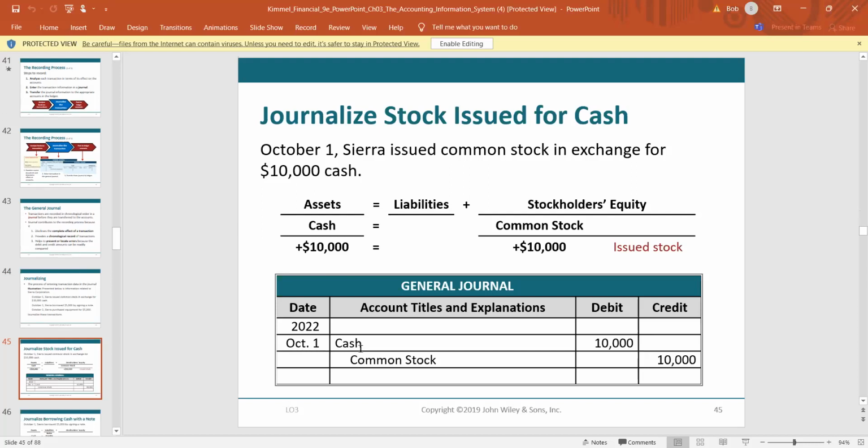So you debit cash for 10,000, you credit common stock. Your asset cash just went up 10,000, and so did stockholders' equity. You now have a business worth on paper $10,000.